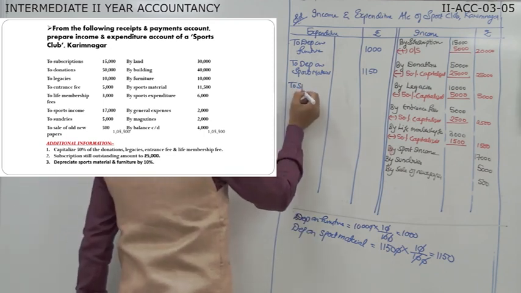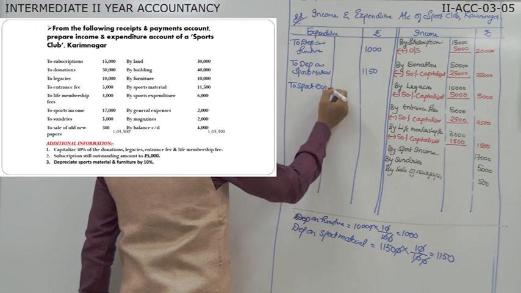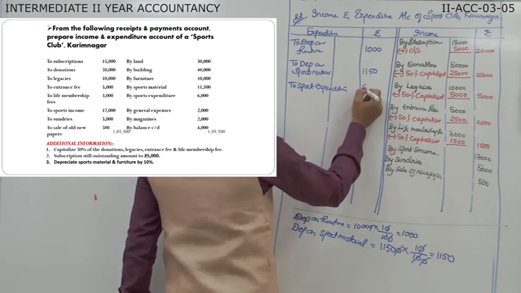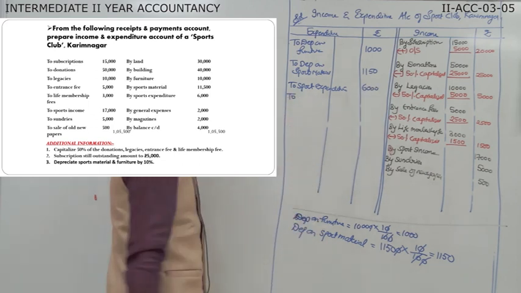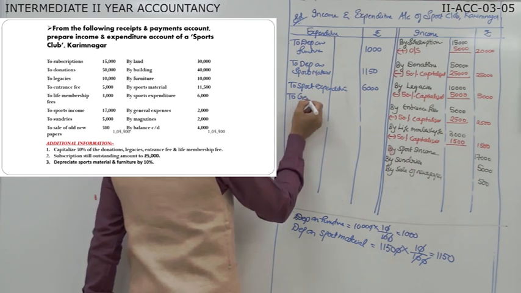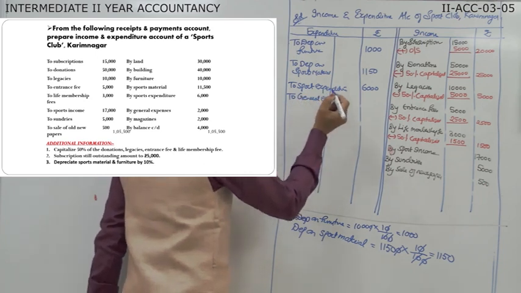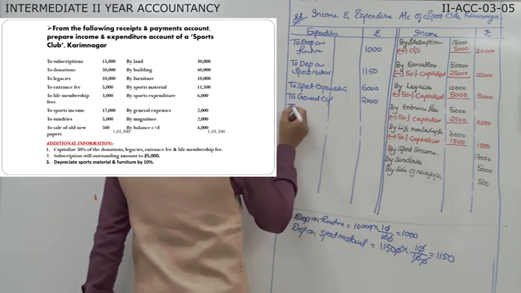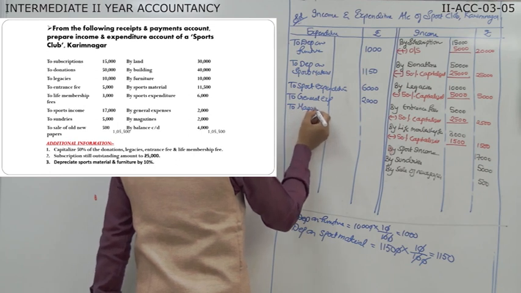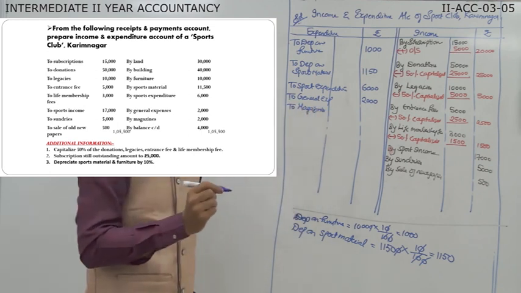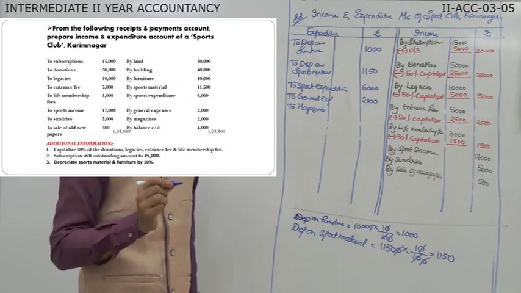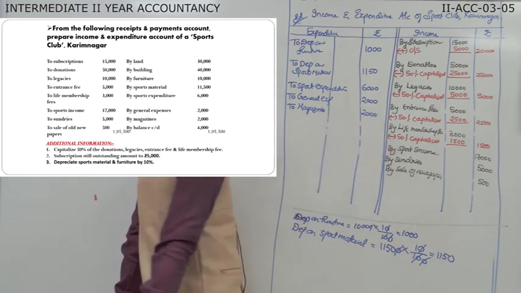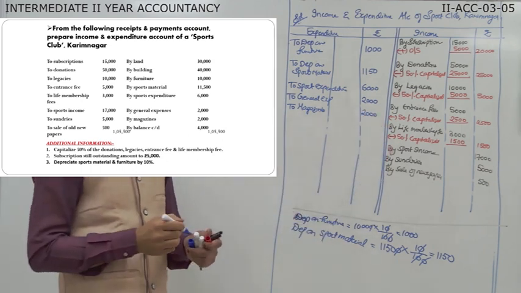So to sports expenditure, 6,000. Then they gave which expenditure? General expense. So to general expense, 2,000. Then they gave magazines. Magazines are nothing but like periodicals we call. If they give books, books are assets. Magazines, periodicals, newspapers are expenditure. 2,000. Then balance carried down will not come.